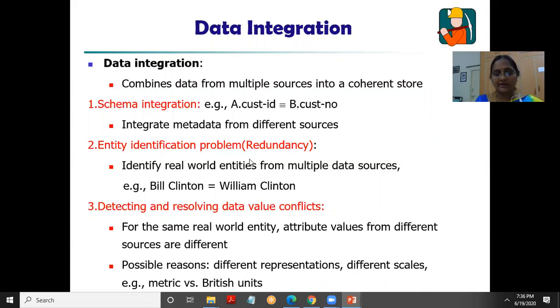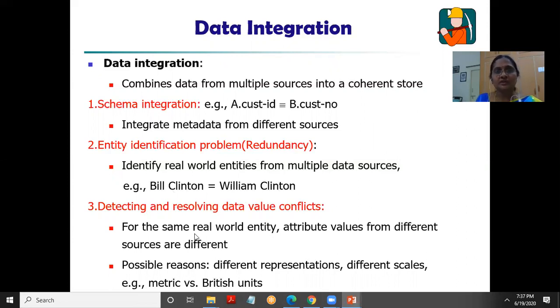Another issue is redundancy. An attribute may be redundant if it can be derived from another attribute or a set of attributes. Inconsistencies in attribute or dimension naming can also cause redundancies in the data set. So identify real world entities from multiple data sources. Here the attribute may be redundant because in one database the actual attribute is given directly, while in another some derivation is given, from which we can get the same meaning.